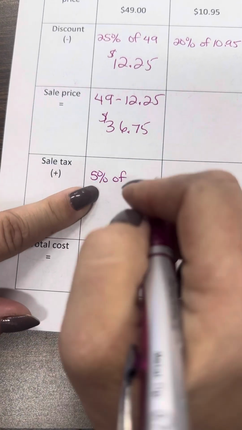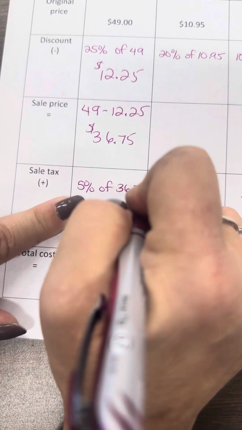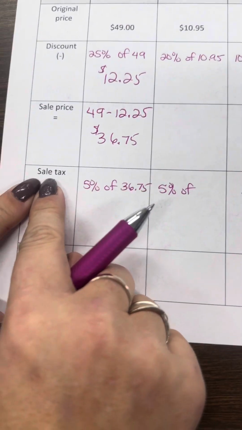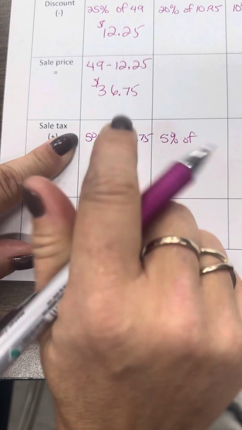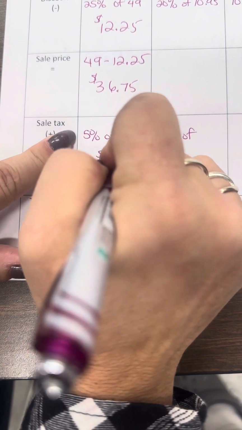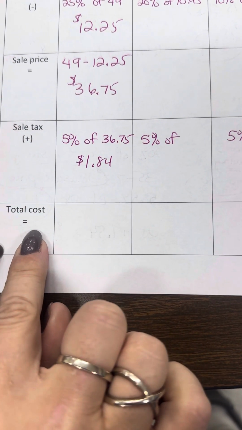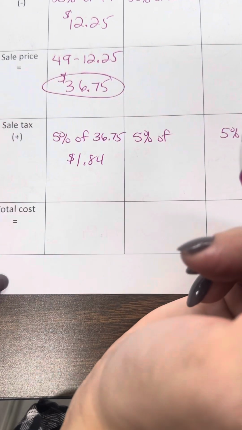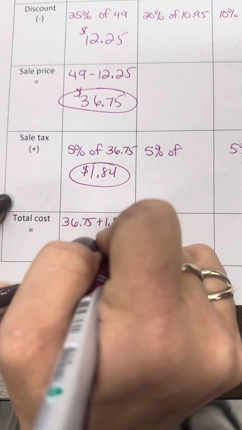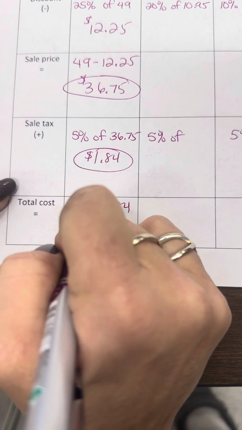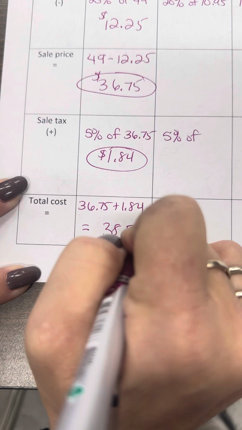Now we're going to take 5% of that cost to figure out how much sales tax we're going to pay. 5% of $36.75 on Desmos gives me $1.84. My total cost, I'm paying this much for the baseball hat, this much for the tax. We're adding those two things together. And your total would be $38.59.